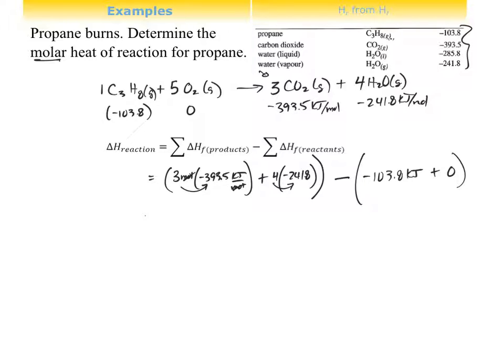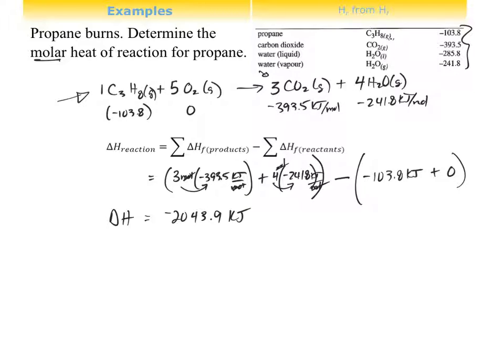All right, so in this one, I came up with negative 2,043.9, and this would be kilojoules, because all these would have been moles, and this is kilojoules per mole, so all the moles got canceled out. So this is kilojoules of energy. So the heat of reaction for this is negative 2,043.9 kilojoules.